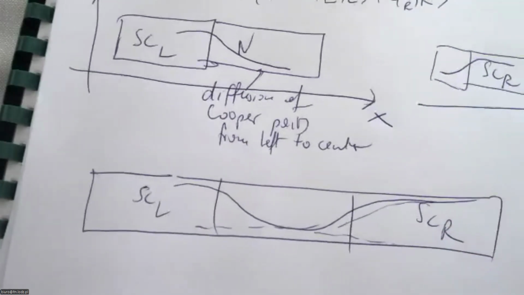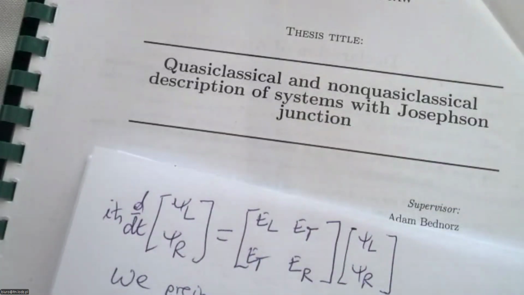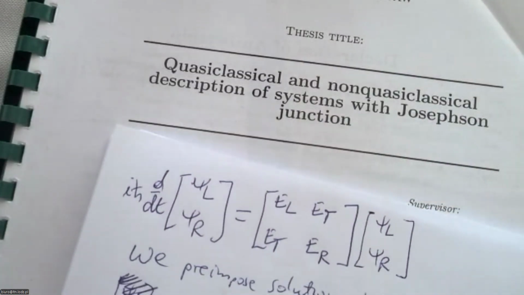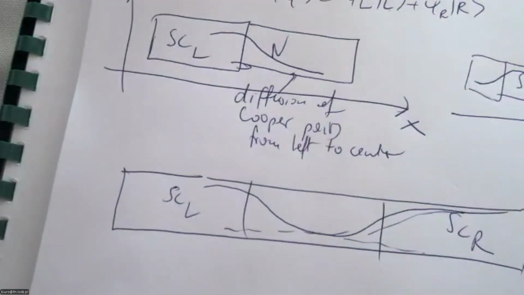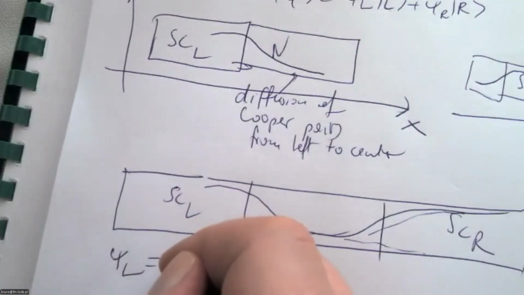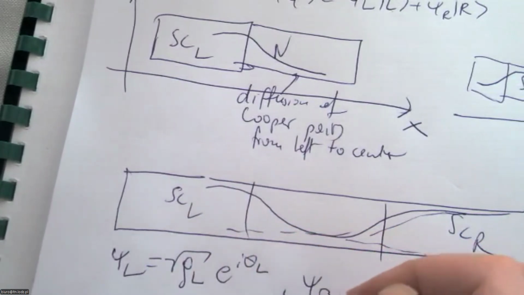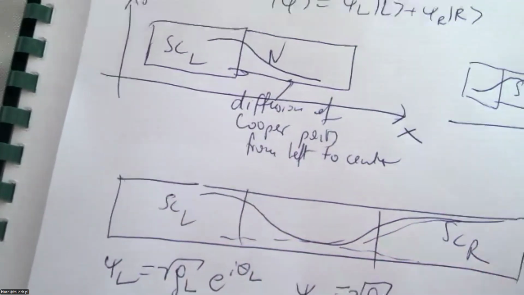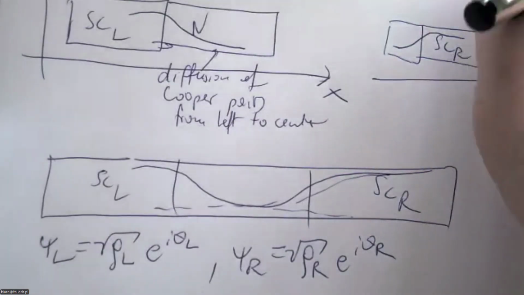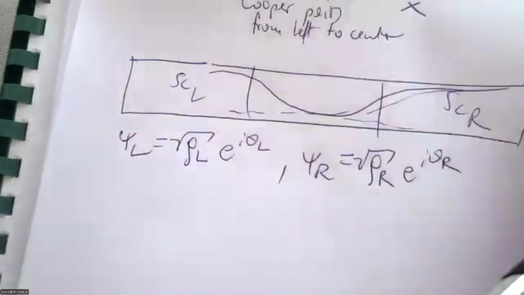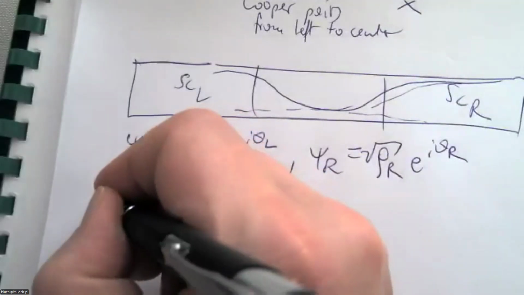All right, so now we have to simply do mathematics. We have such a system of coupled differential equations, and we are supposed to know that this is rho L times e to the phase L, and this is rho R times e to the phase R. Okay, so now it's my time to write those equations.